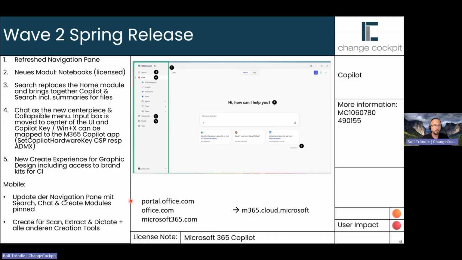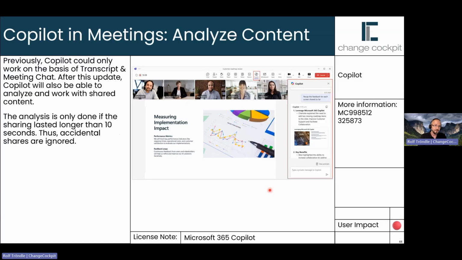If you're still using portal.office.com, I see many users still using all these old URLs, or office.com or Microsoft365.com, all these URLs are being redirected to m365.cloud.microsoft. This was formerly called the Office homepage. Now it's called Microsoft 365 Copilot. This was a big renaming which was done during the last month.